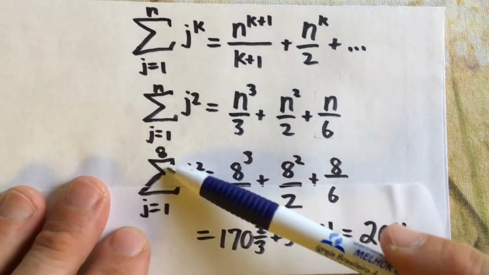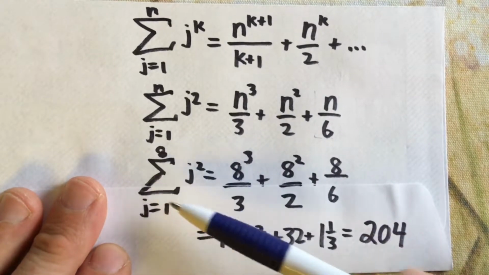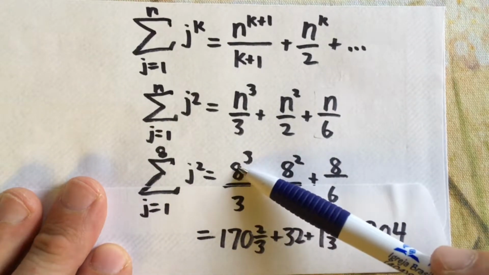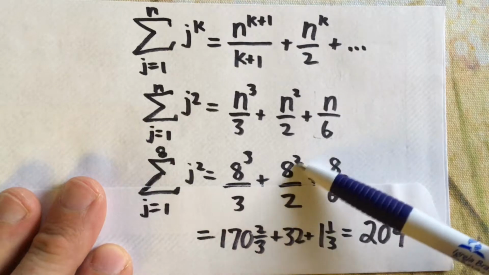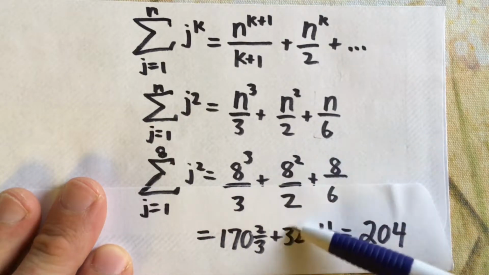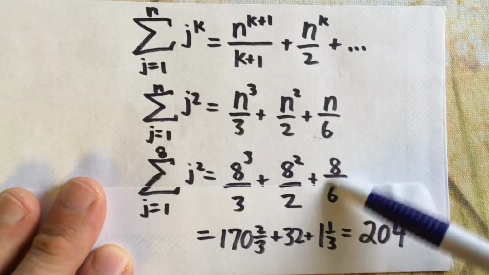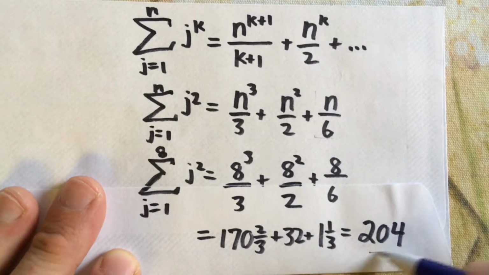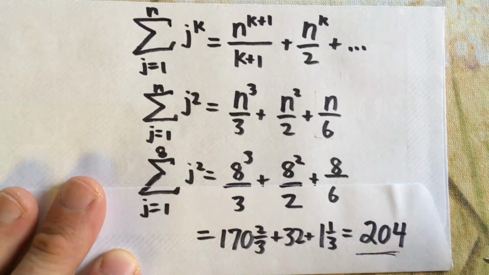And so if we wanted to know the sum of the first 8 squares, I got this 8 cubed over 3 part. Then the correction is half of the last term. The last term is 64, so half that is 32, and then this linear term is really small. So the exact number of cannonballs is 204.